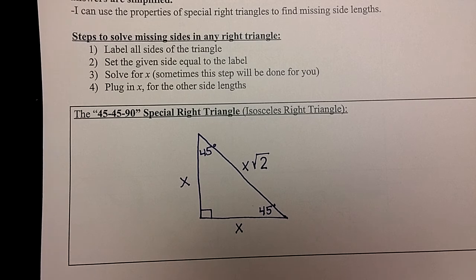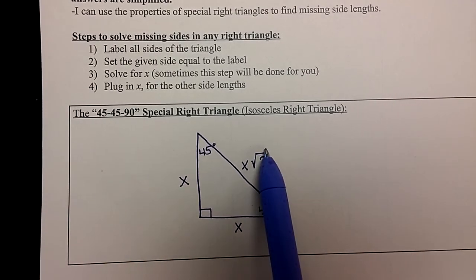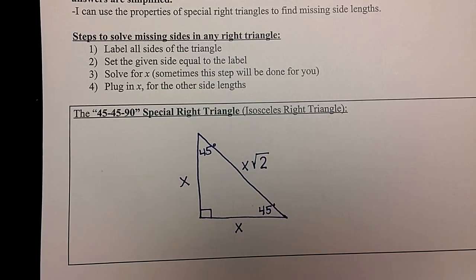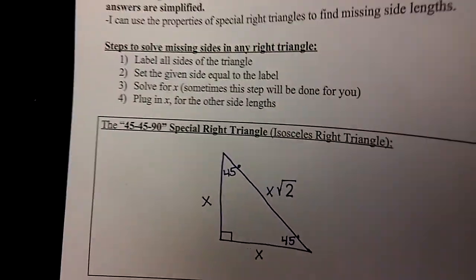I will give you a picture of this triangle for your assessments, okay? You just have to know how to use it. You don't have to memorize how to draw it. So we're going to be using this triangle to solve for missing sides, and we're going to go through these 4 steps each time.